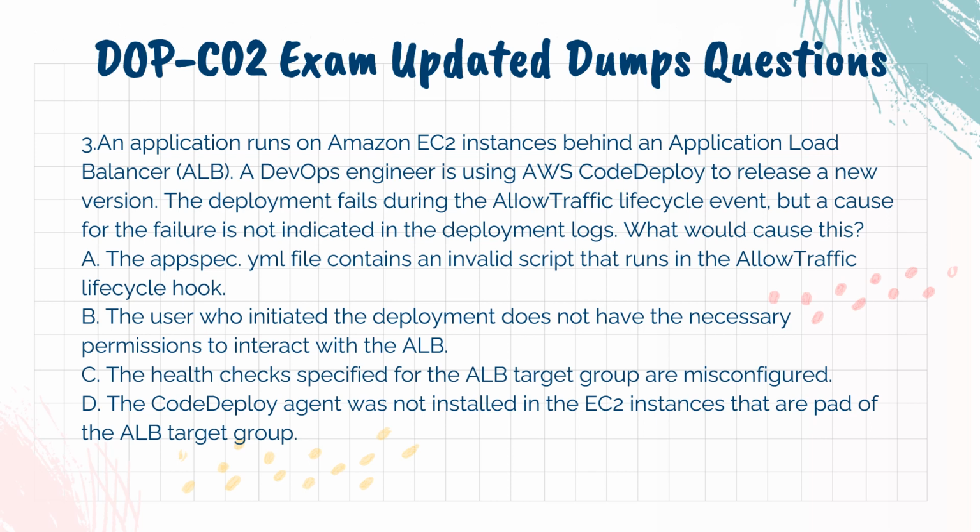A. The appspec.yml file contains an invalid script that runs in the AllowTraffic lifecycle hook. B. The user who initiated the deployment does not have the necessary permissions to interact with the ALB. C. The health checks specified for the ALB target group are misconfigured. D. The CodeDeploy agent was not installed in the EC2 instances that are part of the ALB target group.